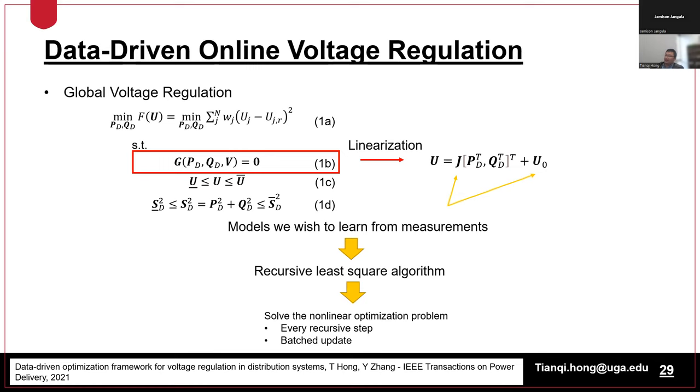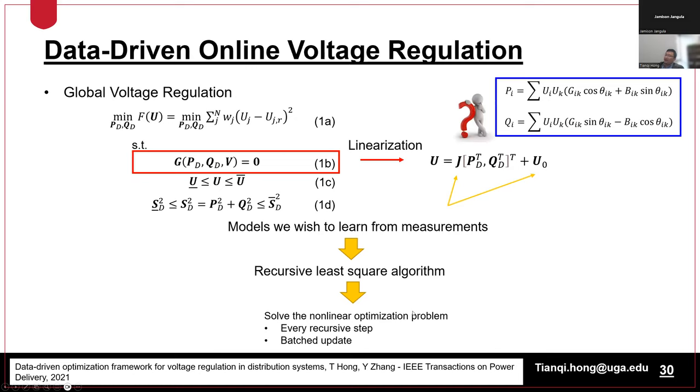So here we go back to the previous global voltage regulation problem. The only part related to the model is this power flow model, which you can consider as Ohm's law. The simple idea is that we can linearize those nonlinear equations into a linear mapping between the power output and the voltage amplitude at each bus. The only parameters we need to learn from the data are the J matrix and the bias U0. We can use the recursive least squares algorithm to learn J and U0, and then perform the nonlinear optimization at every recursive step or in a batch manner.